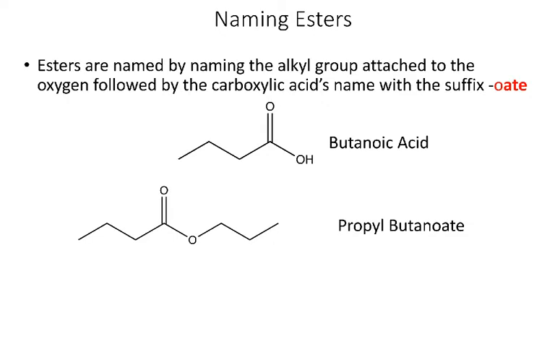Okay, in esters, we've essentially replaced the hydrogen from the carboxylic acid with an alkyl group. And so in this case, we change the ending from oic to oate. So if this is butanoic acid, this part is butanoate, and then we name the alkyl group coming off just as an alkyl group. So I have a propyl group that I replace the hydrogen of the butanoic acid with, so this becomes propyl butanoate.